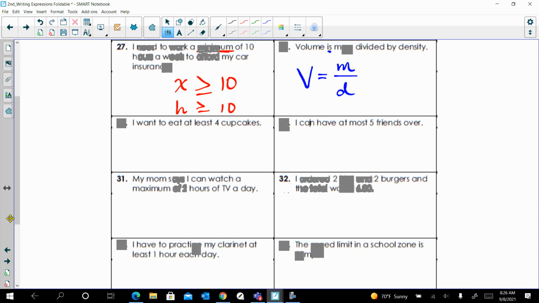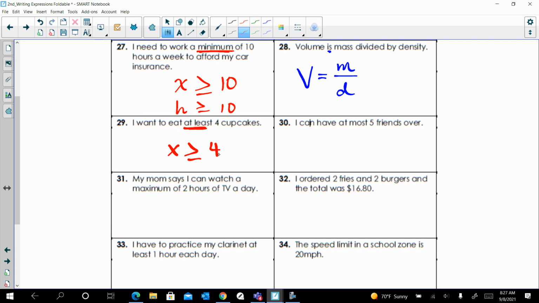All right, so then it says I want to eat at least 4 cupcakes. Right there, there's the key word, at least. What inequality is that? Less than? No. If I see the phrase at least, what? Yeah, it is greater than or equal to. So what symbol do you want to use? X. Okay, X is greater than or equal to 4.